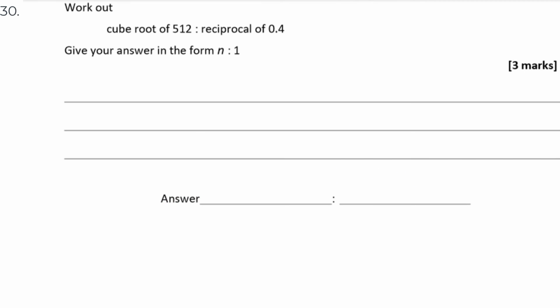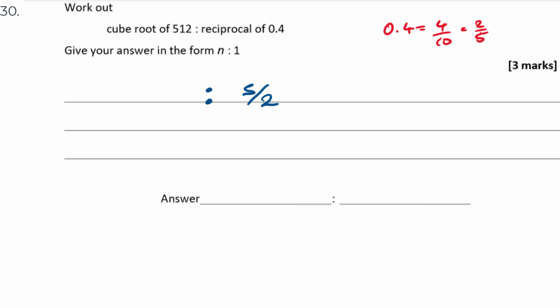Work out the ratio of the cube root of 512 to the reciprocal of 0.4. Okay, well, what is 0.4? I'm just going to write that down as a fraction first. That's 4/10, which is the same thing as 2/5. So the reciprocal of 0.4 is flipping that fraction around. The reciprocal is going to be 5/2. So the right hand side one is going to be 5/2.